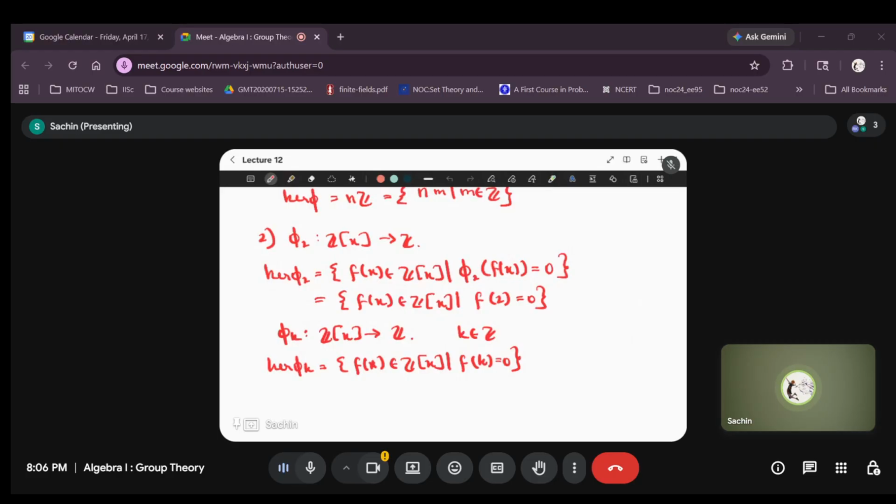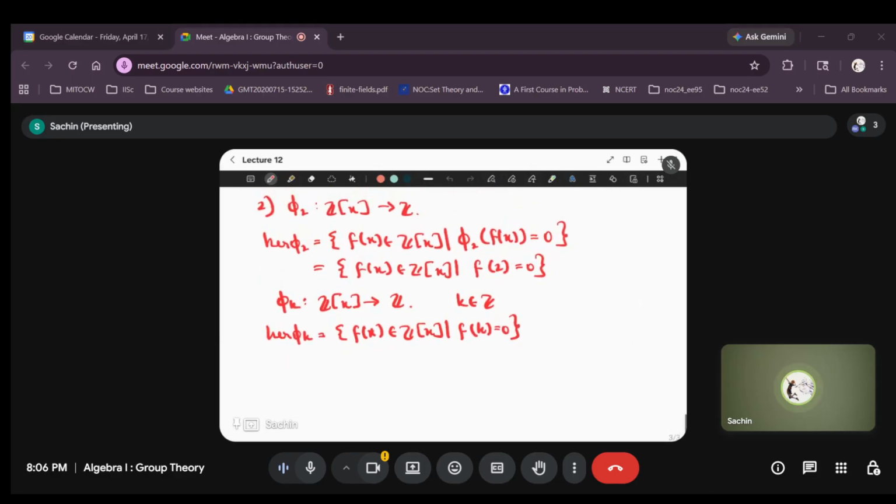Yes. So it's all polynomials that are divisible by x minus k. Or you can simply say it's all multiples of x minus k. And here the multiple is in the sense that it is x minus k times h of x for any polynomial h of x. Those are all the multiples of x minus k. h of x can be a constant or it can be another polynomial. And these are all divisible by x minus k.